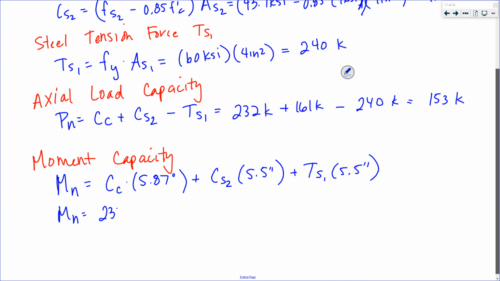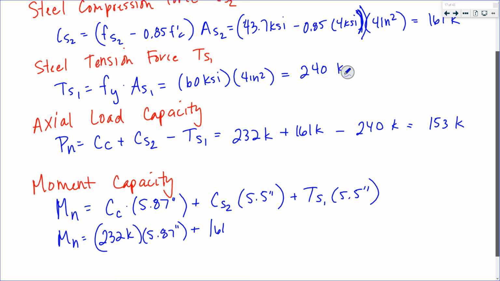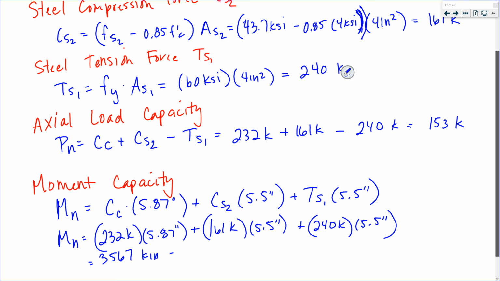232 plus 161 plus 240 times 5.5. That'll give you 3,567 kip inches, or 297 kip feet.